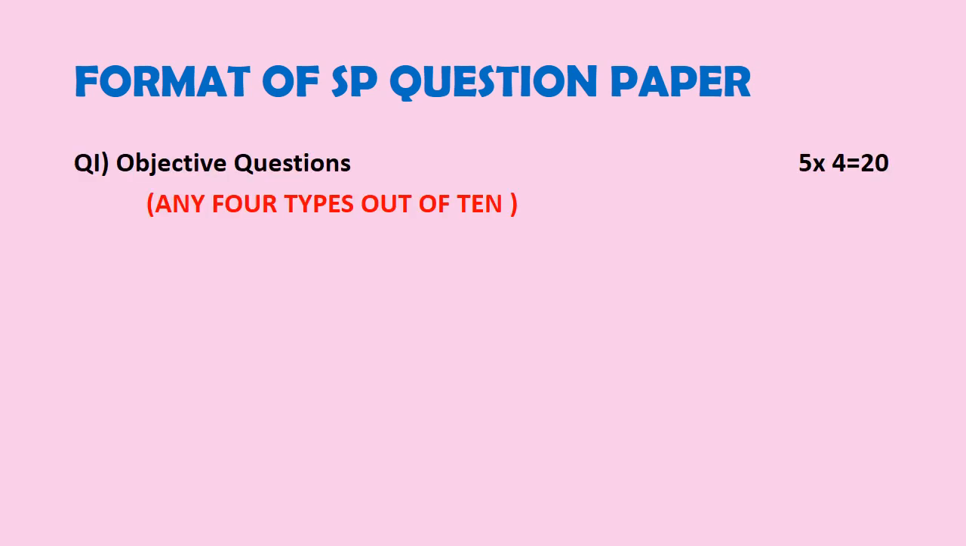Firstly, question number 1, we have the objective questions. There are 10 types of objective questions. Out of this, any 4 will be asked. Please remember over here that all types of objective questions are important. It cannot be predicted which objective questions may be asked. If those questions are asked in the application-based test, it doesn't mean that they won't be asked again over here. So my suggestion and my advice is to do all the objective questions very nicely.